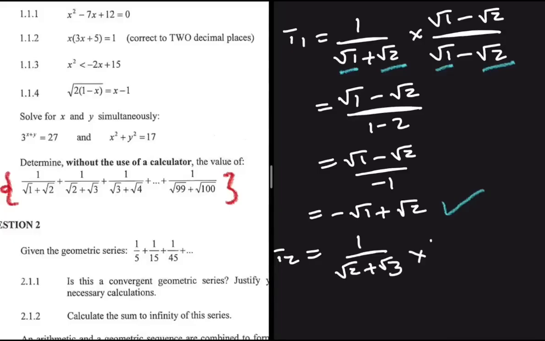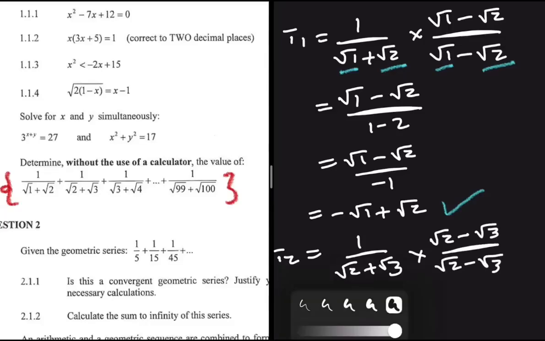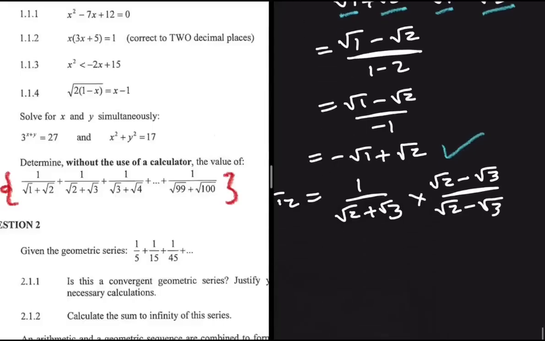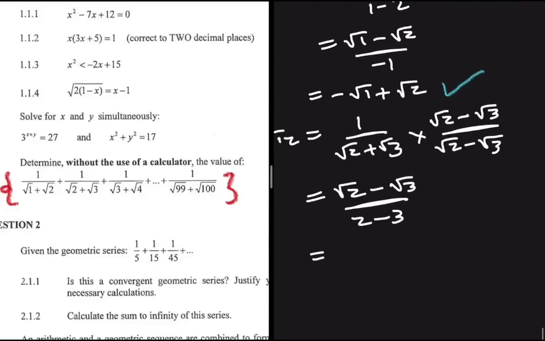To get square root of 2 minus square root of 3 divided by square root of 2 minus square root of 3. On the numerator, we're going to get square root of 2 minus square root of 3 divided by 2 minus 3, right? So our answer here will be minus square root of 2 plus square root of 3. So that is T2, right?